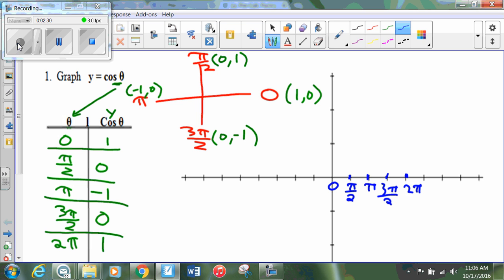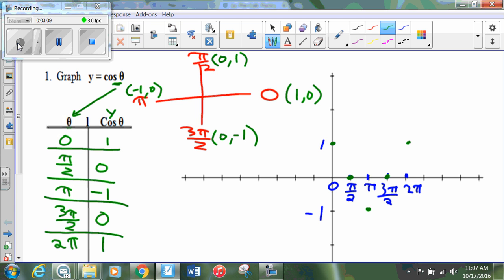So now what I'm going to do is graph. When theta is 0, cosine of theta is 1. So, let's label these. We'll say this is 1 and this is negative 1. It's okay that our y-axis is labeled differently than our x. The distance between the tick marks is different, and that's okay. All right, so 0, 1, that point is here. Pi over 2, comma 0, that point is here. Pi, negative 1, that point is here. And 3 pi over 2, 0 is here. And 2 pi, 1 is here.